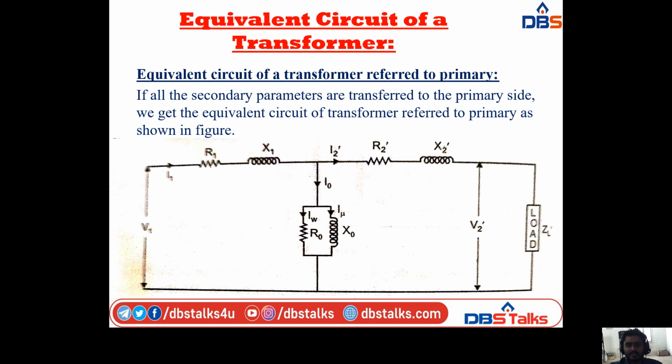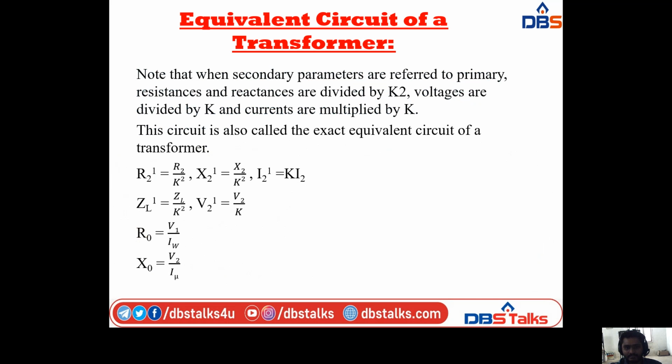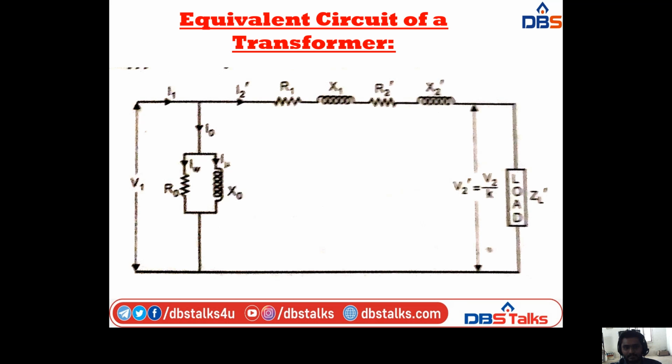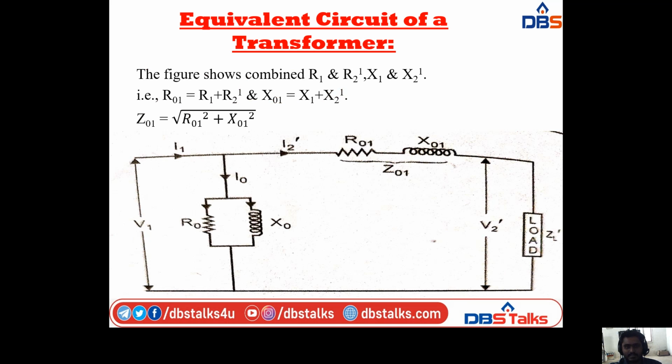So actually it is in between R1 X1 R2 dash X2 dash, but in the approximate equivalent circuit, this combination is moved towards the voltage, that is in the R1 X1 region. And this circuit is known as the approximate equivalent circuit of the transformer. Next, here this is the diagram. So the figure shows combined R1 and R2 dash, X1 and X2 dash.